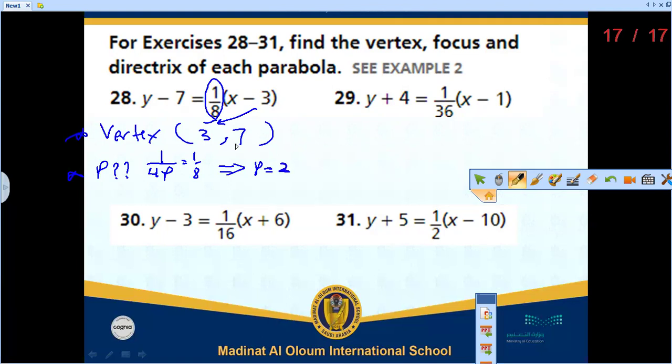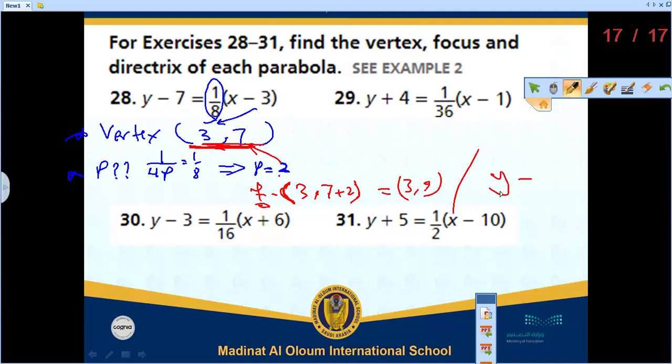Now, I have the vertex. Look how we get the focus and directrix. To get the focus, I'll put the vertex as it is, but this 7, I'll make 7 plus 2. That makes 3 and 9. This is now my focus, the same as the vertex, but I add P to y. Now I need the directrix. y equal. This 7 plus 2, I'll make here 7 minus 2. What I add to y, I subtract from y to get the directrix. It means y is 5. Now I have the vertex, focus, and directrix.